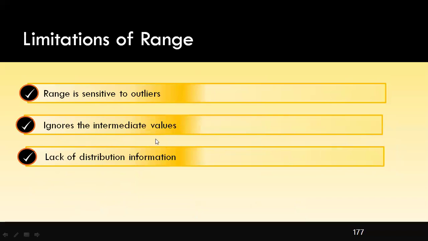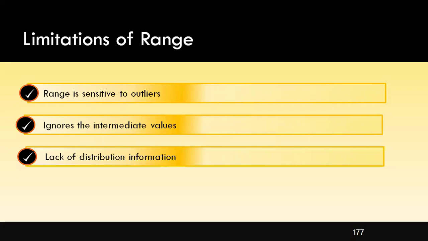It ignores the intermediate values. Unlike the mean, which takes into account each and every value, here it doesn't care about all the values. It cares only about the maximum value and the minimum value. That's all. Take the maximum value, subtract the minimum value from the maximum, and you will get the range.